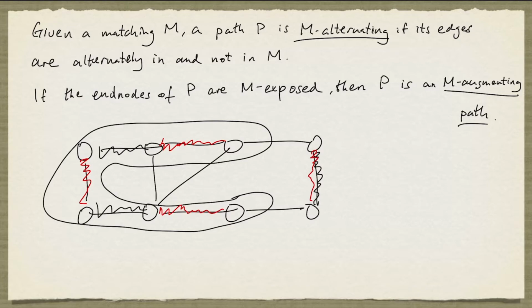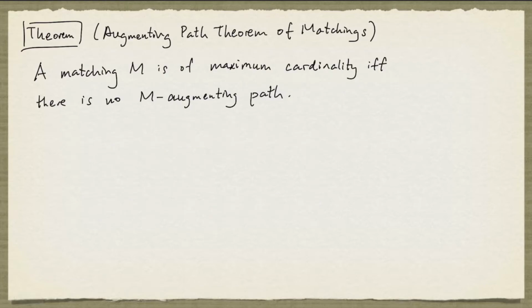So one question that we're interested in is to find a maximum cardinality matching. In other words, a matching of maximum size. And it turns out that M augmenting path holds the key. So this is a theorem. A matching M is of maximum cardinality if and only if there is no M augmenting path. So one direction is easy. We have already seen that if there is an M augmenting path, then you can find a matching of larger size. So we're going to prove the other direction. And we're going to show that if there's no M augmenting path, then M is of maximum cardinality.